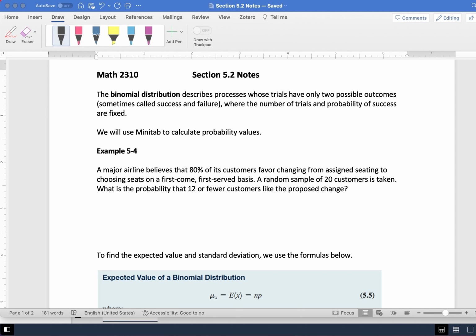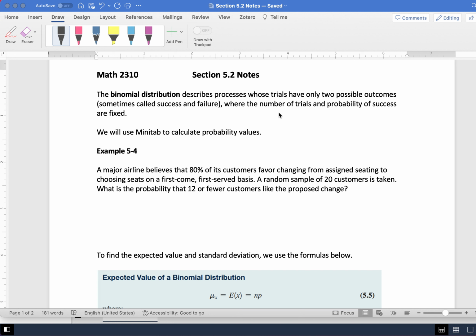In this video for section 5.2, we're going to talk about the binomial distribution. The binomial distribution is used when we have situations where trials have only two possible outcomes. Usually it's a yes or a no, or something happens or it doesn't happen. Sometimes they're called success and failure, although we won't really see that language much.